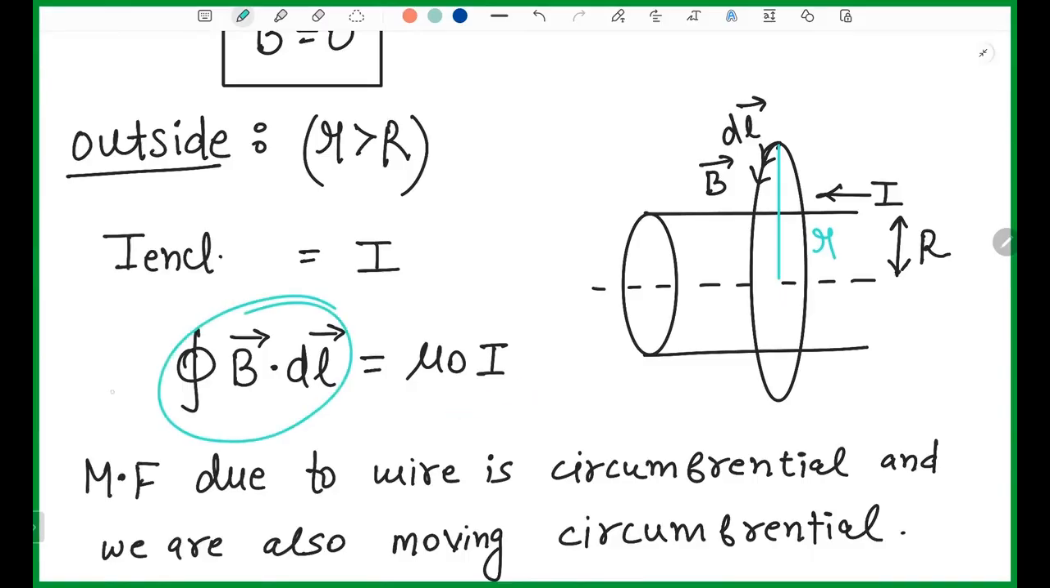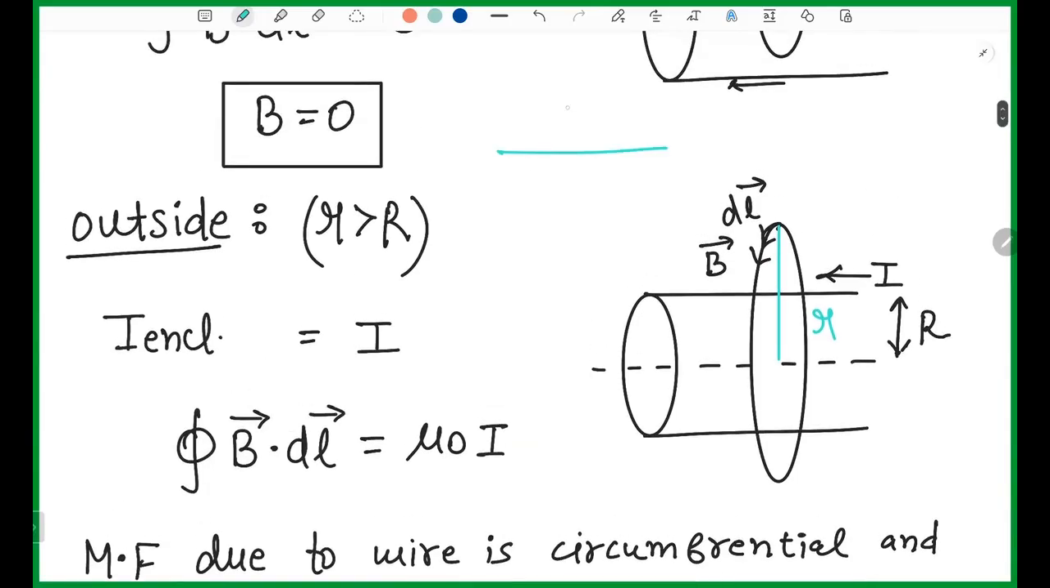Now, how do I resolve this? I already told you if you have a wire, then the magnetic field because of this looks circumferential. You remember the rule I said, clockwise and anti-clockwise. So if the wire is there, then the magnetic field is circumferential, meaning it is rotating around the wire. This is how the magnetic field lines look. Similarly, your dl means you are moving on this circular loop, so dl is also flowing like this. Magnetic field is also like this. So B and dl are in the same direction.